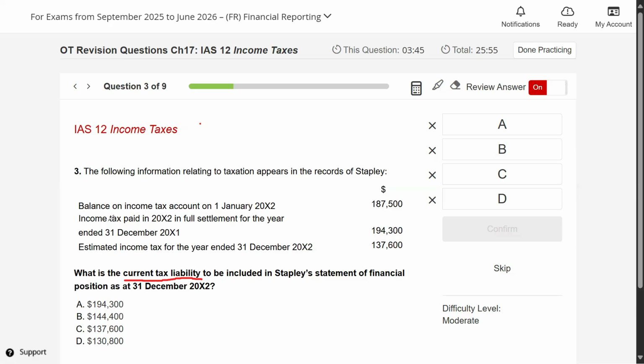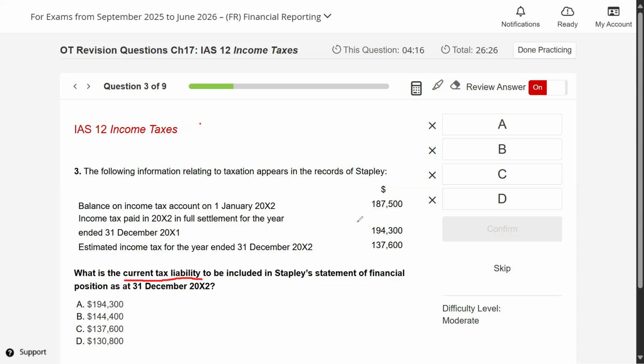The tax was paid once the tax authorities told us. So they told us that the income tax to be paid for this year in full settlement for the year ended 31st of December 2021 was 194,300. Okay. So the tax that was due was 187,500, but we had to pay more. Okay. So what does that mean? That the business made a lower estimate last year. However, the tax payable was a higher figure.